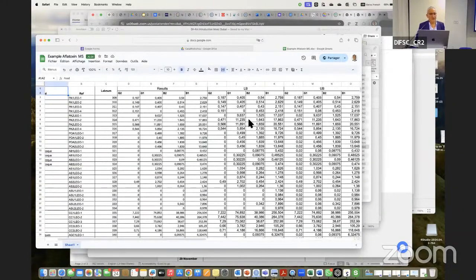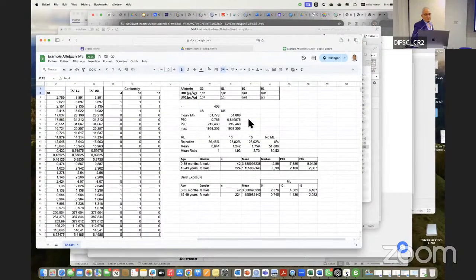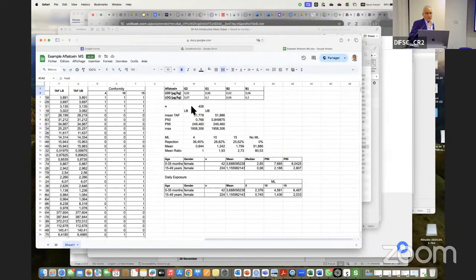Okay, so we have those data. Of course, when I did the calculation, I needed to use the UB, but for the maximum level, we use them just to correct, because we are not calculating the mean of the contamination, but mainly we are looking at the rejection rates.